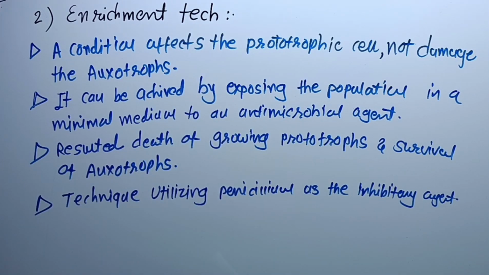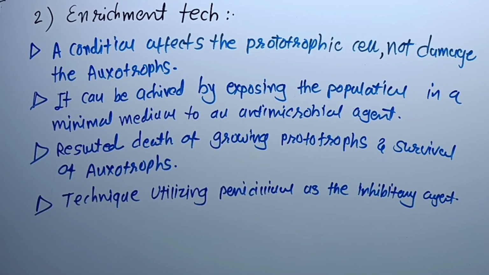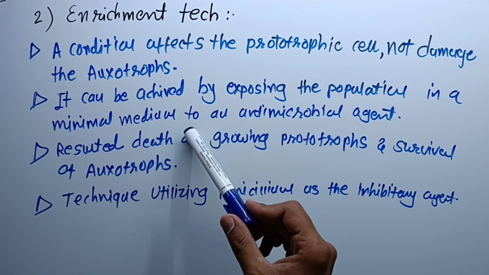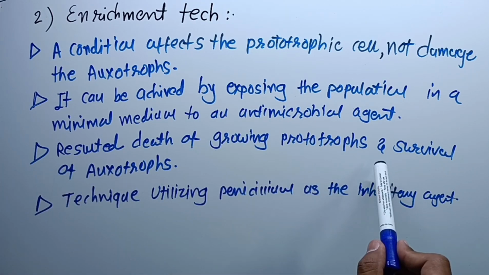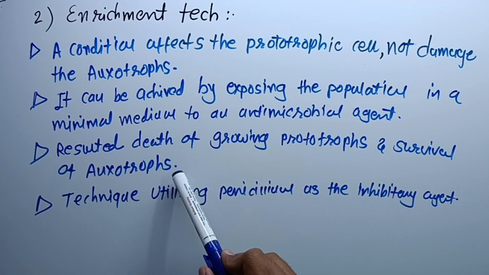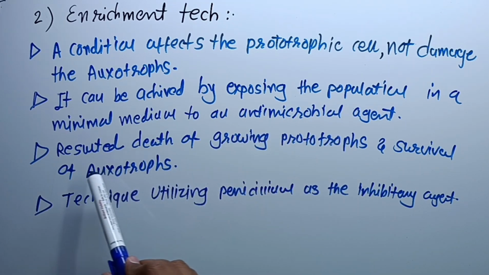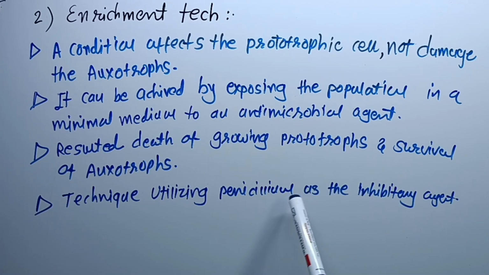The second technique, the enrichment technique, is based on a condition that affects only prototrophic cells and does not damage the auxotrophs. In this technique we expose the population of prototrophic and auxotrophic cells in a minimal media with an antimicrobial agent. What will result? Death of the growing prototrophs and survival of our auxotrophs, because antimicrobial agents only affect the prototrophs, not the auxotrophs, as they have a gene mutation. Basically, this technique utilizes penicillin or any other antimicrobial agent as an inhibitory agent. So this is our second, enrichment technique for isolation of auxotrophs.